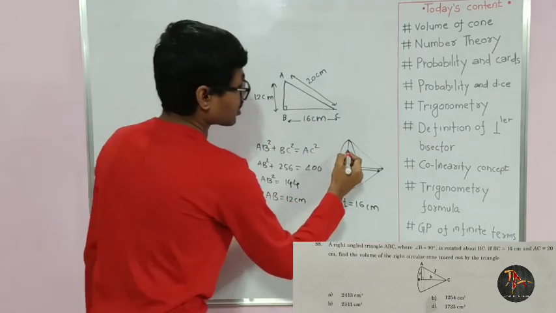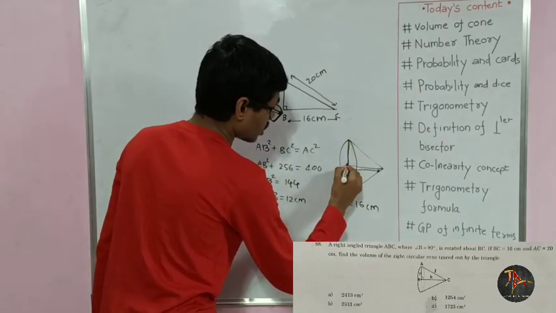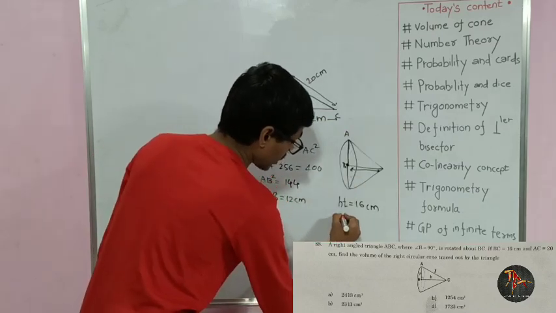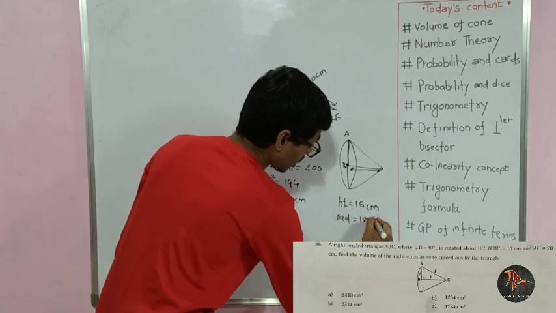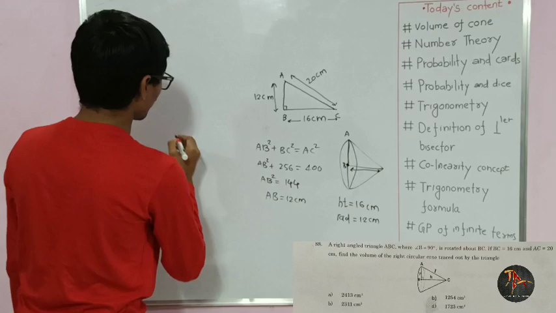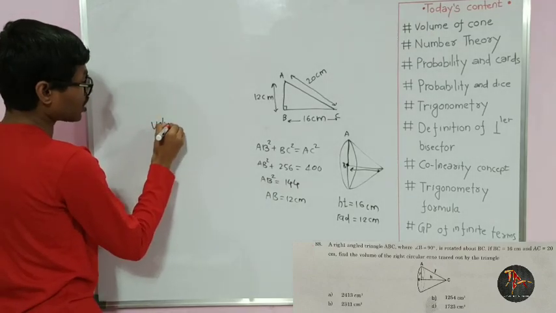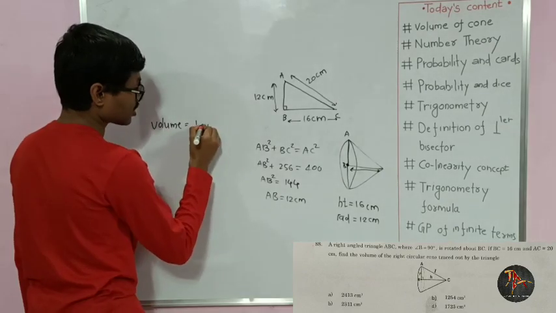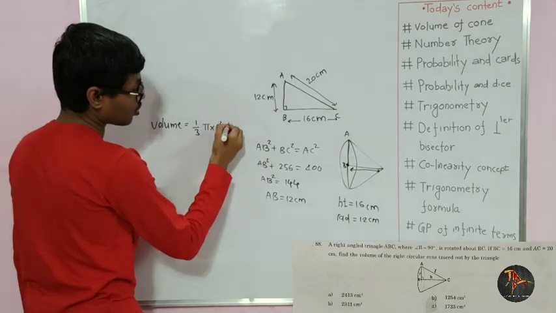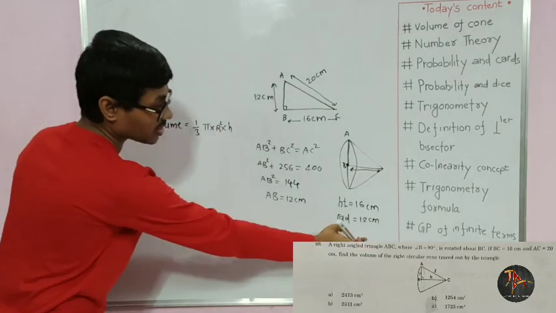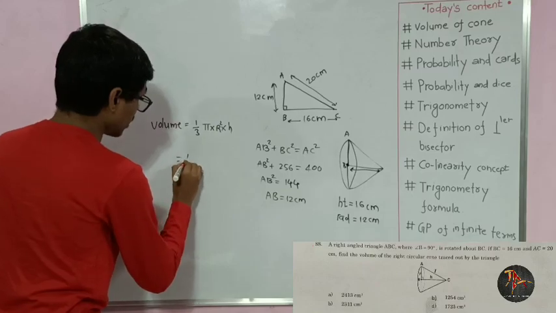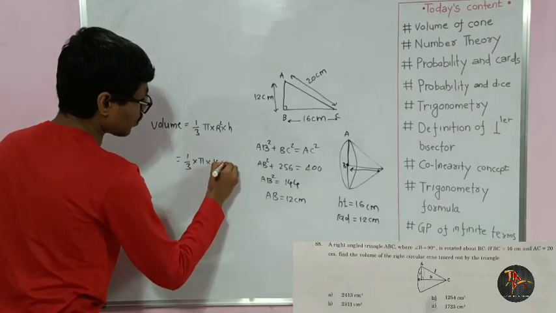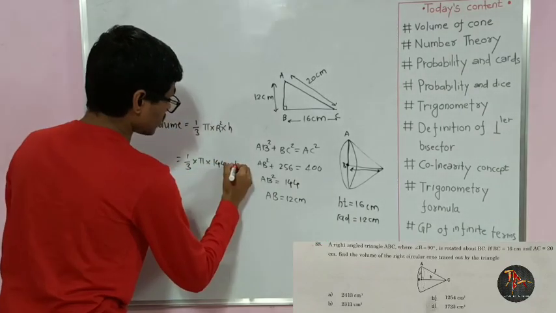And now radius. This is the radius of the cone, B is the center and this is A. So AB is equal to radius. So radius is equal to 12 centimeter. Now we have to find the volume of the cone. We know that volume of cone is equal to 1 by 3 times pi r square h, where r is radius. Radius is 12 centimeter. So 1 by 3 into pi into 12 square, 12 square is 144, into height 16 centimeter.